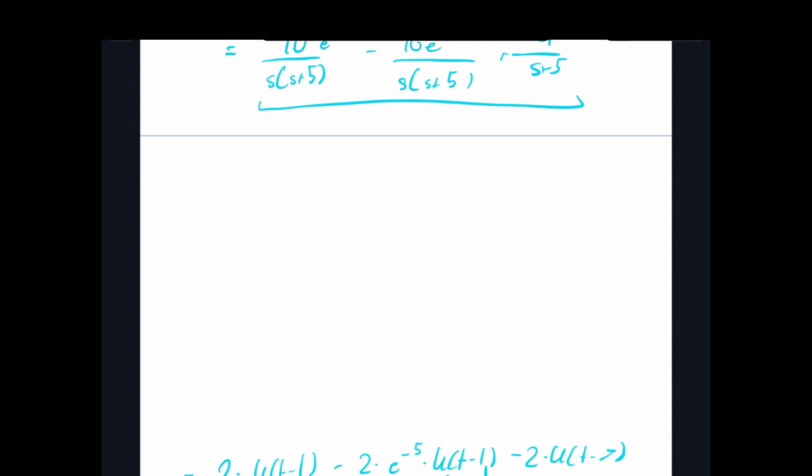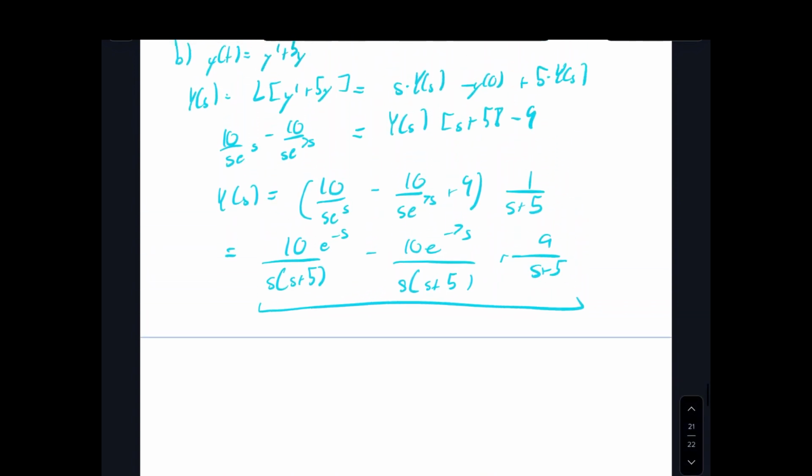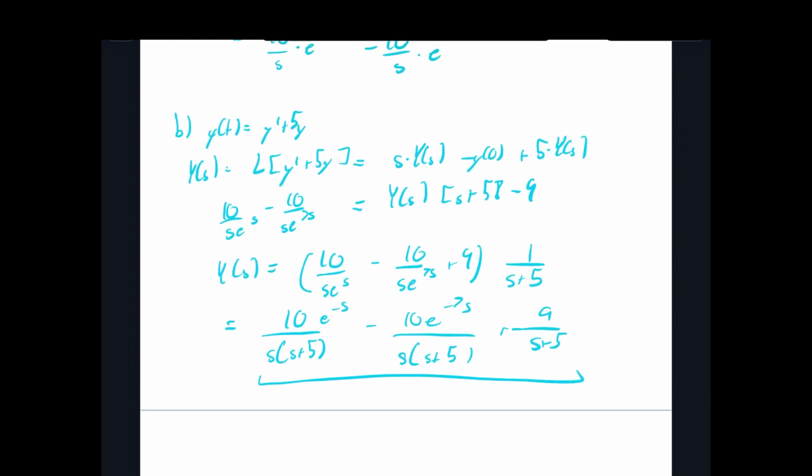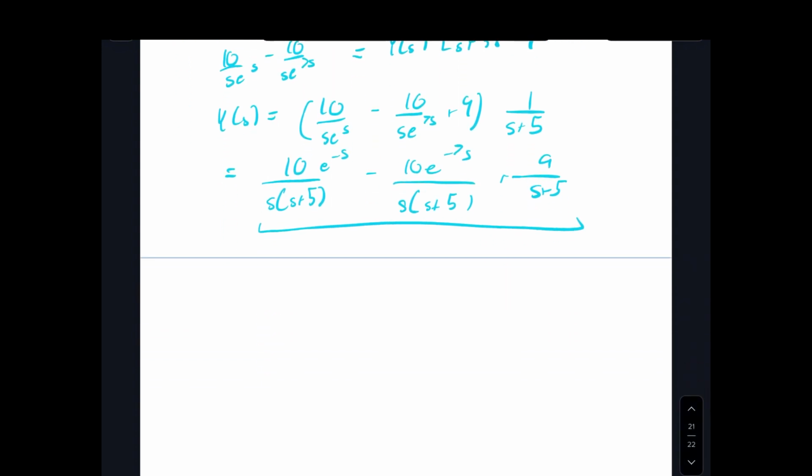But okay, so I think up to here I'm still good. Let me check. So I have 9 over s plus 5. Okay, yeah. So I'm cool up to here.